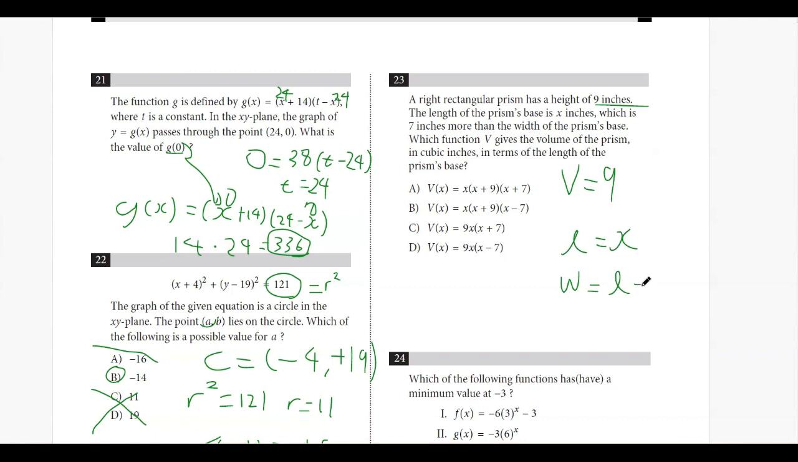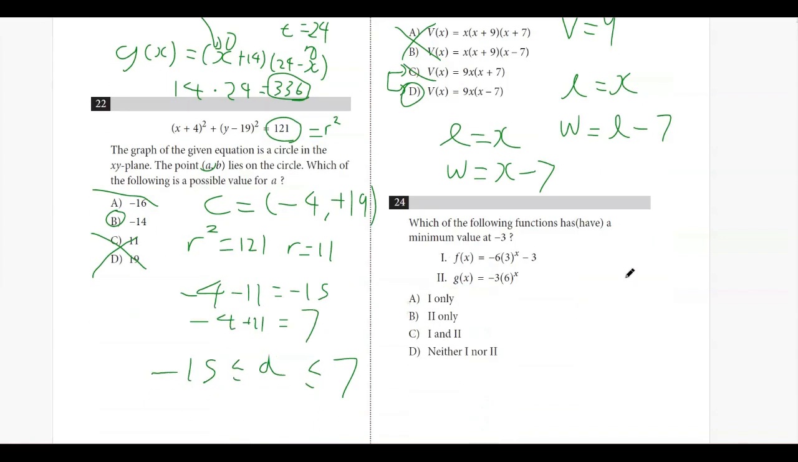L minus 7. So first of all, we can tell that answer choices A and B are wrong. And between C and D, we need to make sure of the relationship between the length and the width. So length is going to be x and width is x minus 7. And all you got to do is multiply the 9 with x and then the x minus 7. So the correct answer choice here is D as in David.